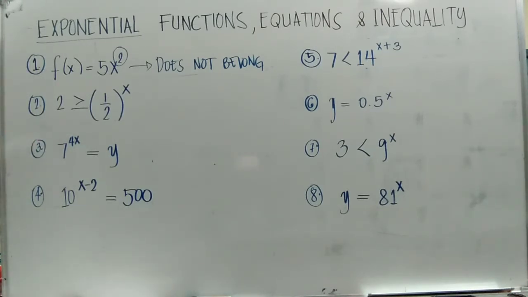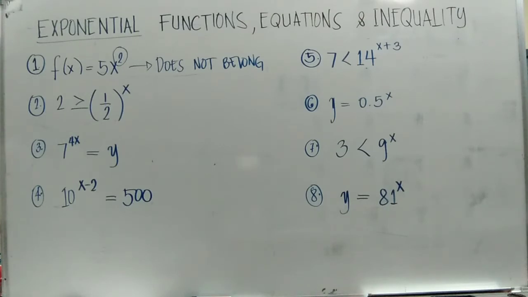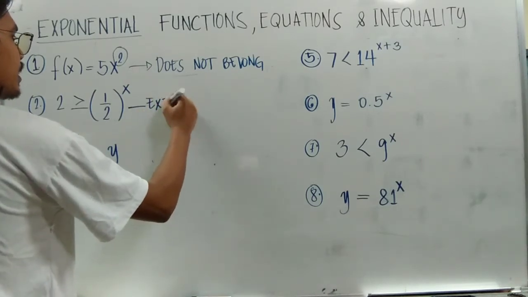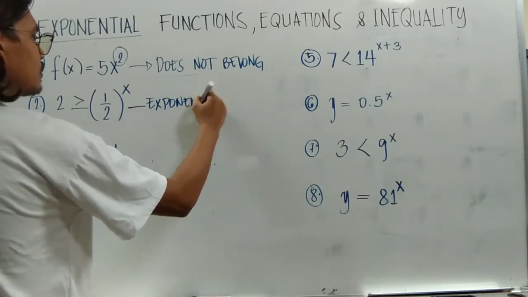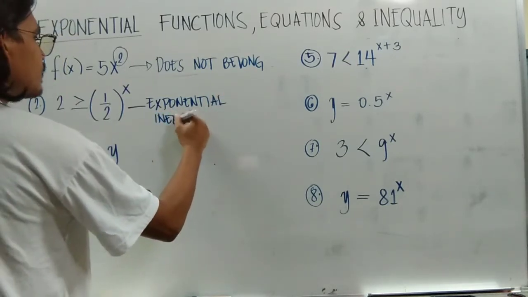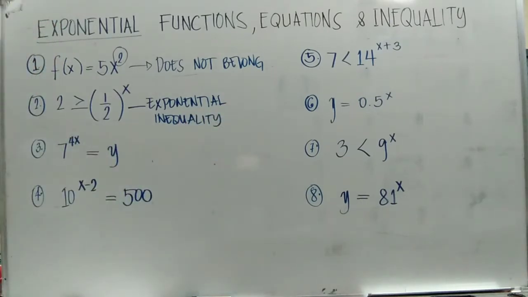Let us proceed to number 2. We have 2 is greater than or equal to 1/2 raised to x. So look at the symbol. Of course, this is an inequality. Then our exponent is x, so we can say that this is an exponential inequality. So very simple. Okay?